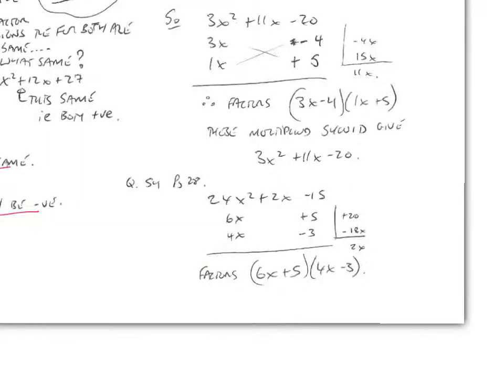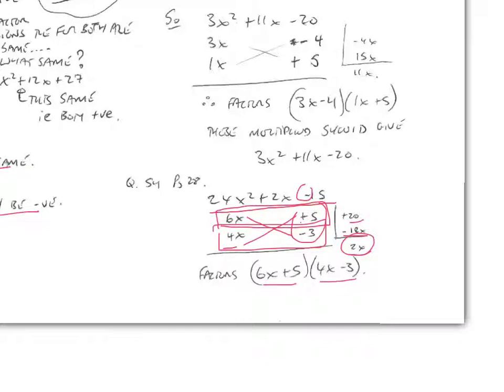Another example here, 24x squared plus 2x minus 15. So the sign is different. We're going to have a positive and a negative. Factors of 24: 1 and 24, 4 and 6, 2 and 12. Let's go with 6x and 4x. For 15, we'll go with 3 and 5. 6x times minus 3 is minus 18x. 4x times 5 is 20x. 20x minus 18x is 2x. So our factors are 6x plus 5 and 4x minus 3.